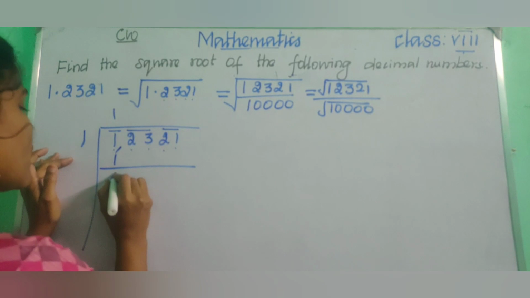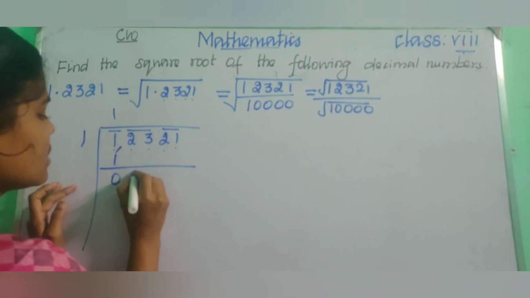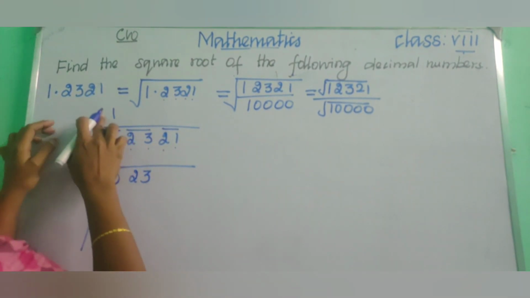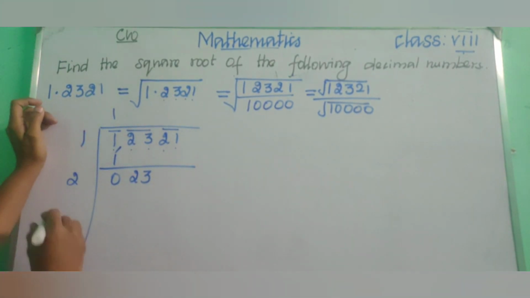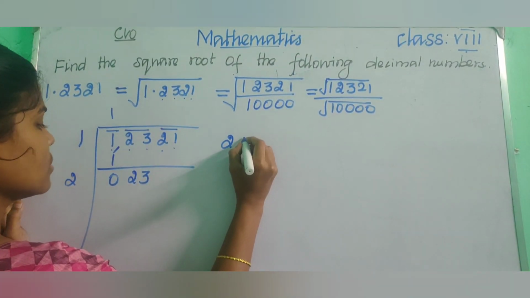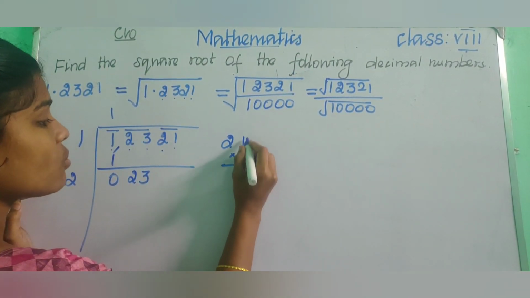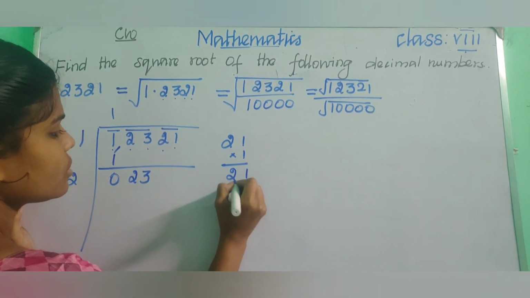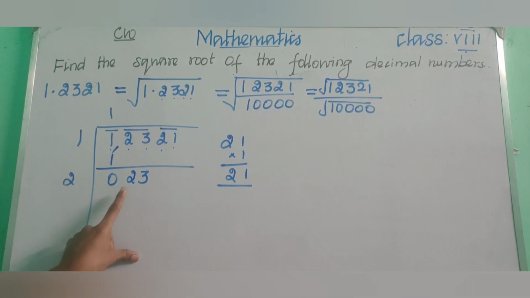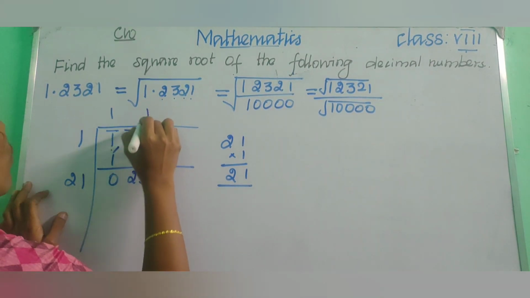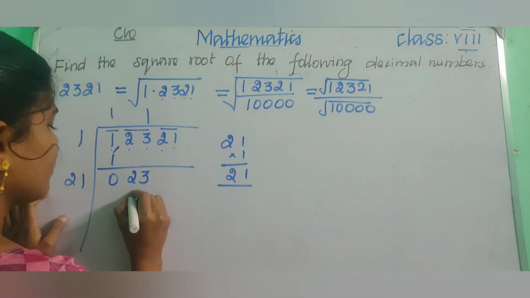So 1 minus 1, 0. Now bring down the next two digits, 2, 3. Children, now multiply 2 with this quotient, 1 into 2, 2. Now let us check. We need to get the number 23, which is equal to 23, or else it can be nearly less than 23. So we can choose 21, right? So put 1 in the divisor and 1 in the quotient. So we will get 21.